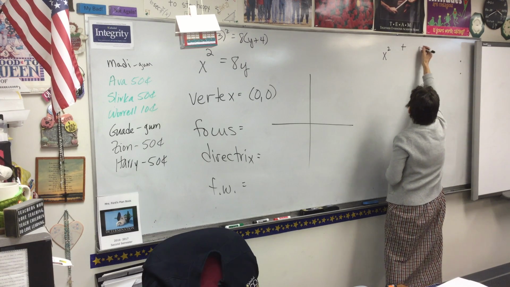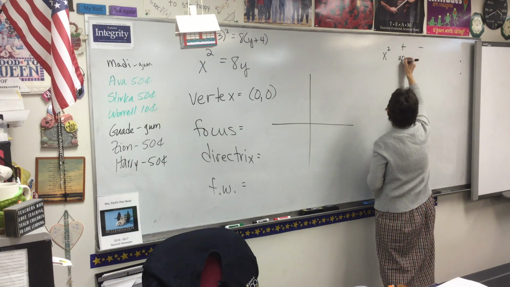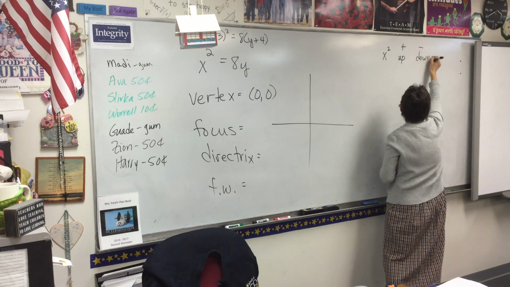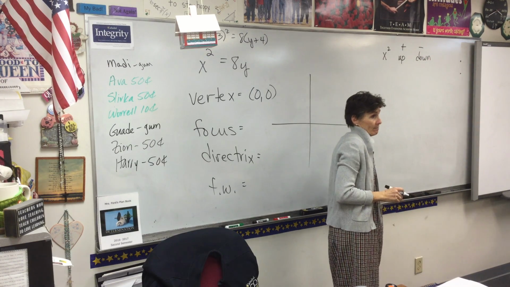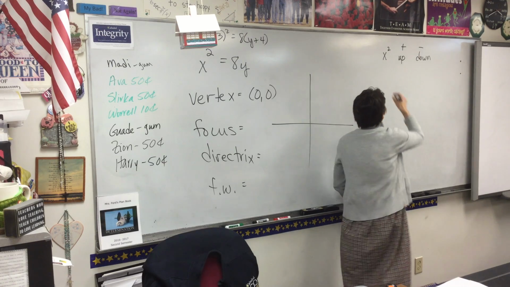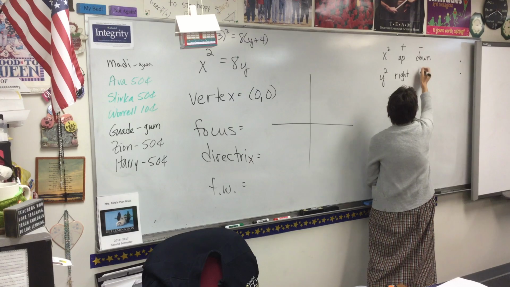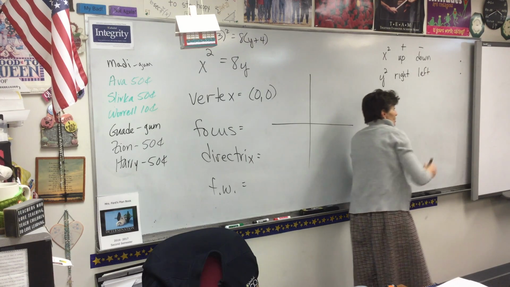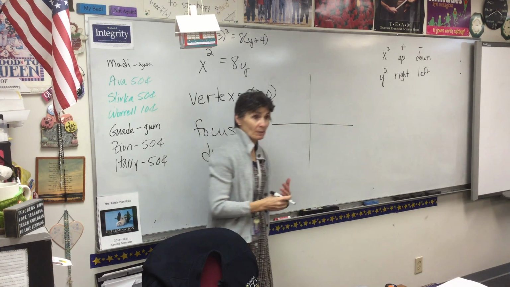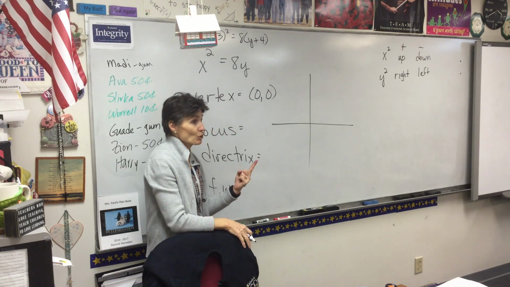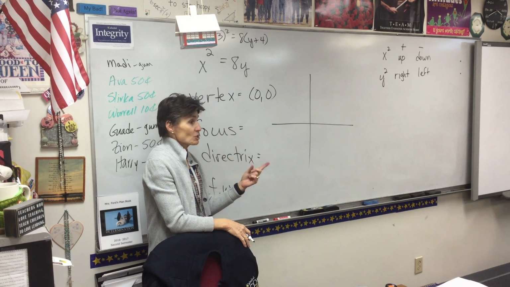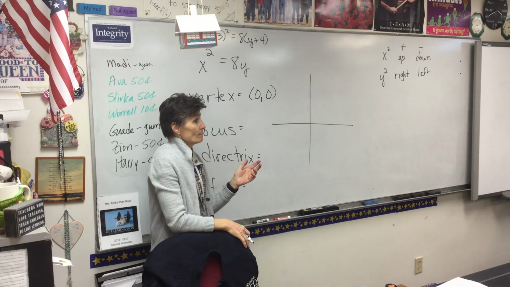If it's x squared, positive is up, negative is down. You already know that, hopefully. If it's y squared, positive is right and negative is left. So remember, a parabola has only one squared term. You're either going to have an x squared or you're going to have a y squared.